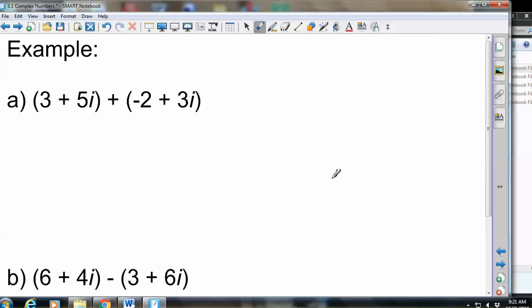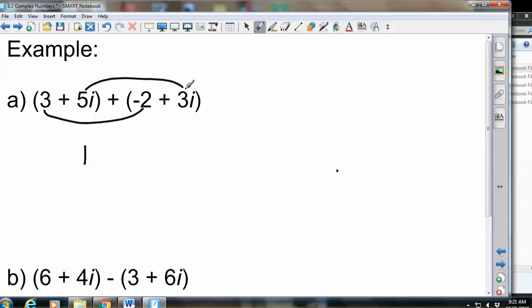Okay, let's start talking about operations with our complex numbers. So how would we add, subtract, multiply, and divide these things? Add and subtract, add like terms. So you do 3 plus negative 2 and then 5 plus 3. Yes, so it's going to be 1 plus 8. Perfect. If you're adding complex numbers, you just add like terms like any other problem.